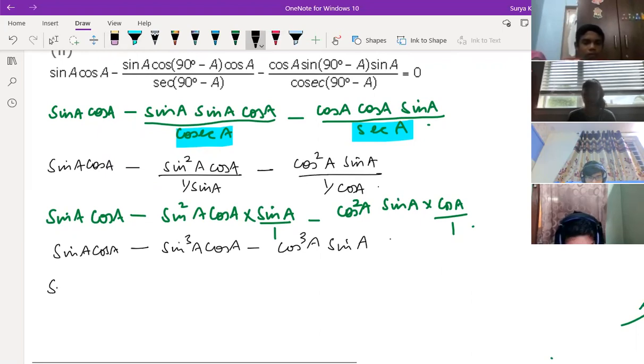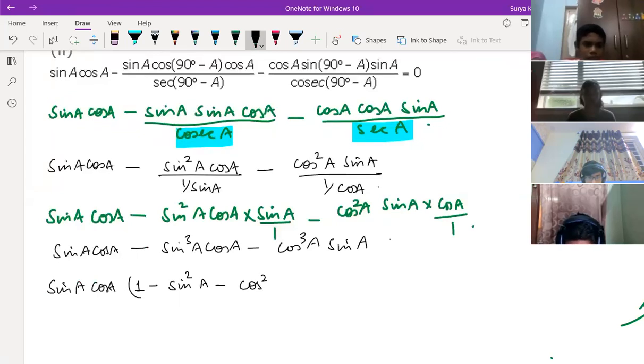We can write here sin A cos A common. Then we can write 1 minus sin square A minus cos square A. Is it clear to everyone?